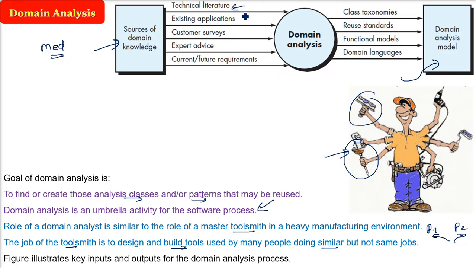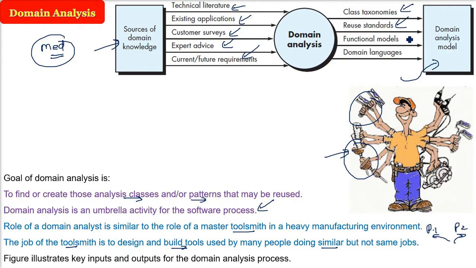So what will be the technical literature? What are the applications which are already being used by the company or the other companies for the same thing? You can use the medical science people, doctors, and the other supporting people to get the customer survey. You can get the expert advice on the current and future requirement. Finally, you will get the result as class taxonomies, reuse standards, functional models, and the domain languages. These will be the outputs. Finally, you'll get the domain analysis model.